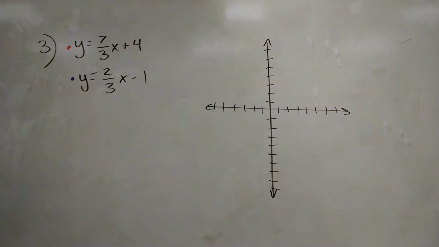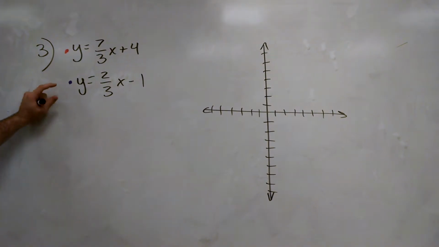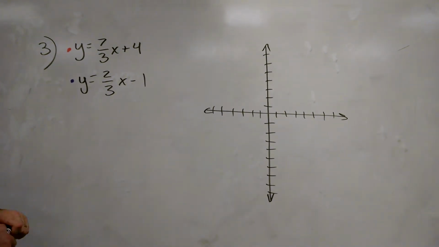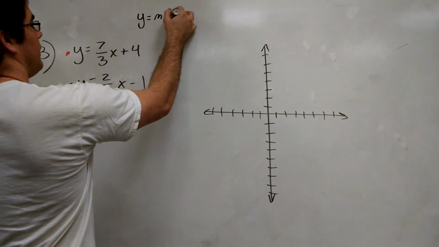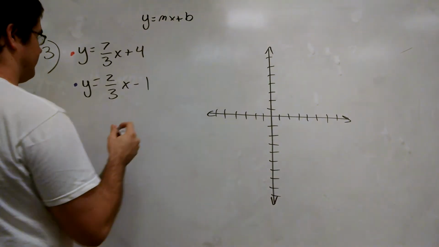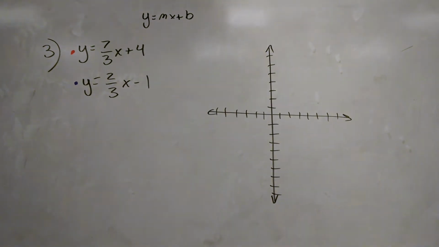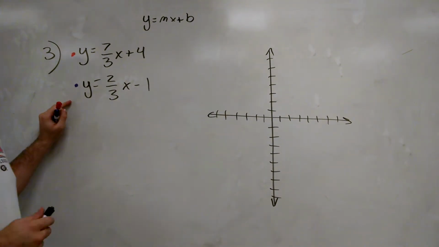And so what I'm going to do is go ahead and graph them. Now this is a more simple problem because we already have it in slope-intercept form. And just remember, slope-intercept form is y equals mx plus b. All I have to do is draw both of these lines and then see where they intersect.